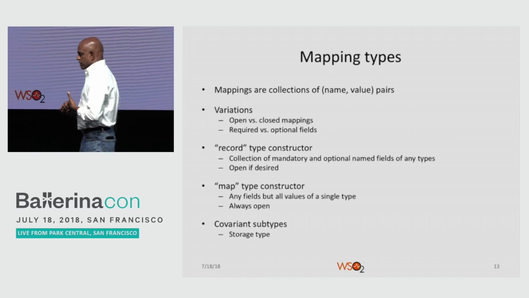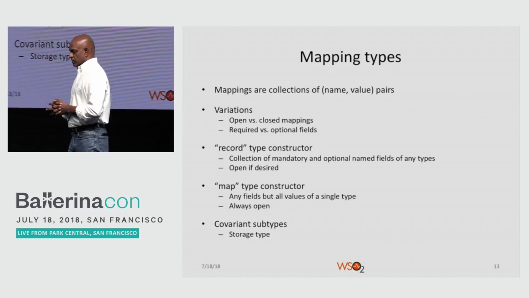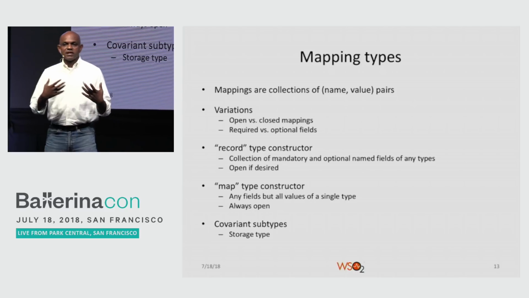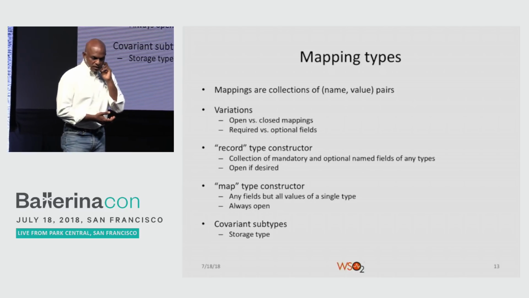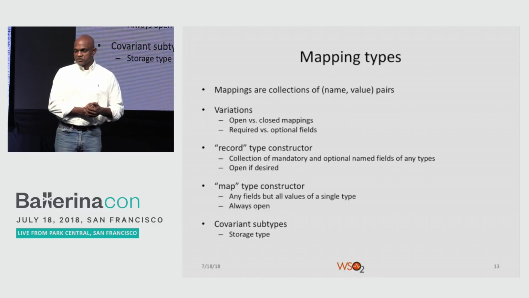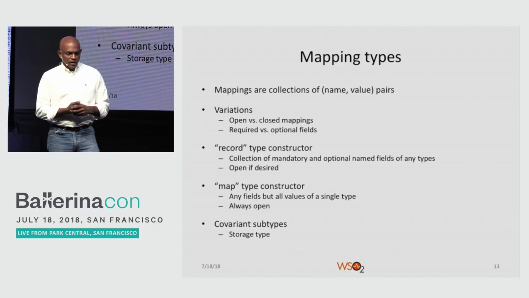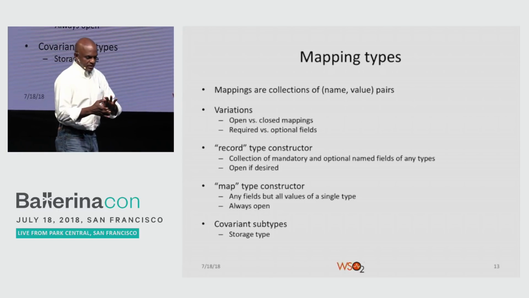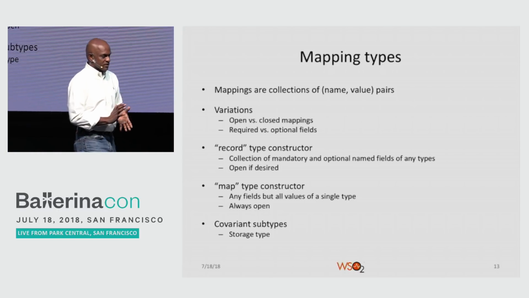Okay, let's talk a little bit about mapping types. Mappings are very useful and very important and used all over the place. So these are like records, structs, and so forth. They're just collections of name-value pairs. So there's some kind of a key and a value, and the key is always a string. And we have two different type constructors for it, record and map. And there is a concept of open versus closed mapping. So let me explain that.